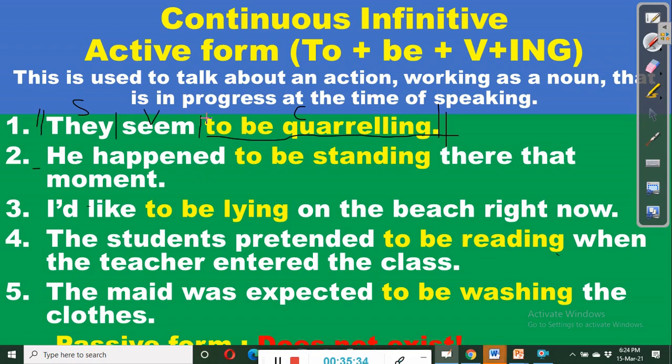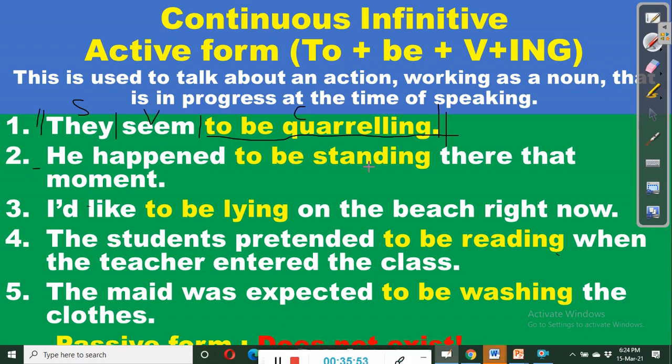So you will then ask, what is not a good thing for the family? To be quarreling. All right. So this actually is functioning as a noun element, not as a verb. All right. So now let's look at example 2.